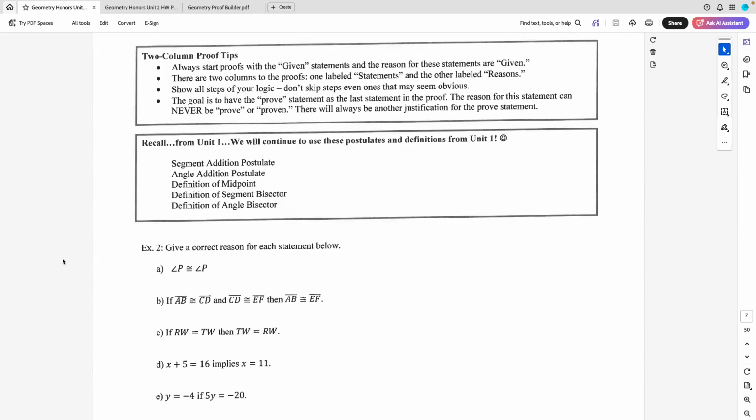Some things that we did in the last unit that we're going to utilize today and throughout this unit: segment addition postulate, angle addition postulate, definition of midpoint, definition of segment bisector, definition of angle bisector. And just so we're all on the same page, and because I'm lazy, so it's okay if you're lazy a little bit, if we use these abbreviations, I'll know what you mean.